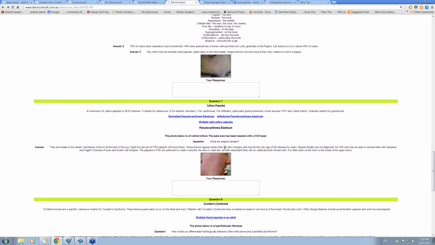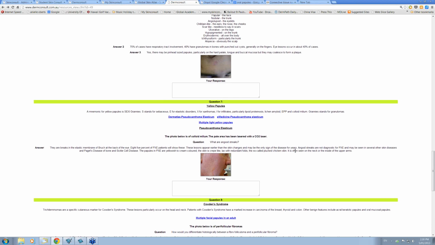These lesions appear earlier than the skin changes and may be the only sign of the disease for years. Angioid streaks are not diagnostic of PXE and may be seen in several other diseases, including Paget's disease of the bone and sickle cell disease. The papules in PXE are yellowish to cream colored, skin is crepe-like, lax, with redundant folds, the so-called plucked chicken-like skin, often seen on the neck or inside of the upper arms if you've got a patient with PXE.